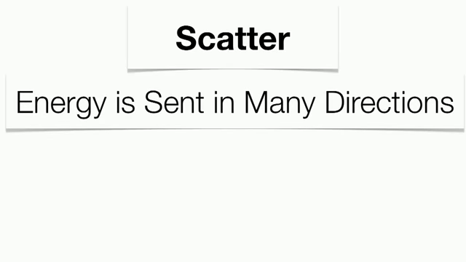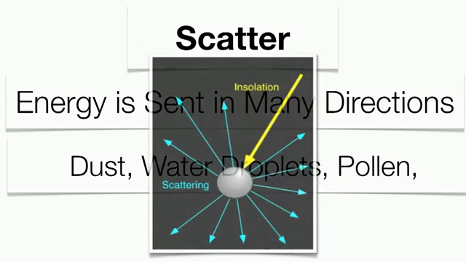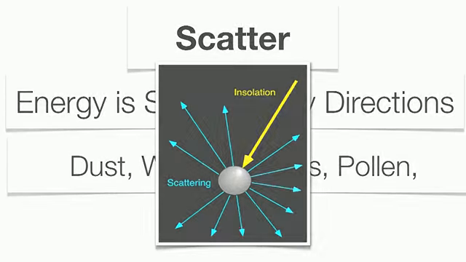Scattering just means that your energy is sent in many, many, many different directions. And good examples of this up in the atmosphere would be dust, water droplets, pollution, pollen, whatever it may be. Any kind of particulate matter in the atmosphere is going to cause scattering, where insolation comes in and scatters in many directions. We can then have absorbing.